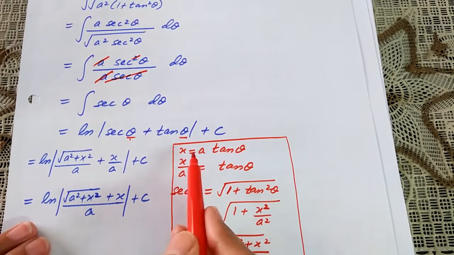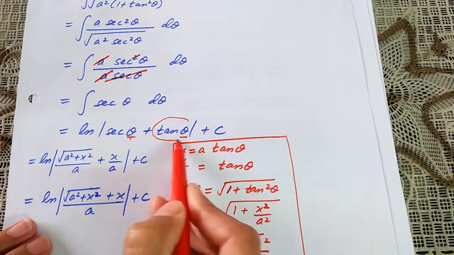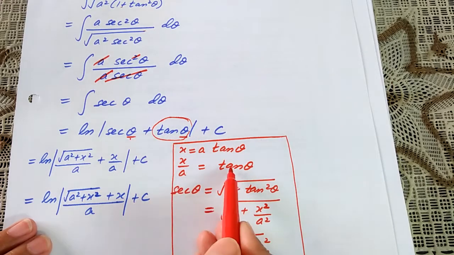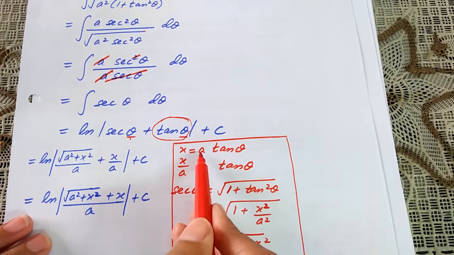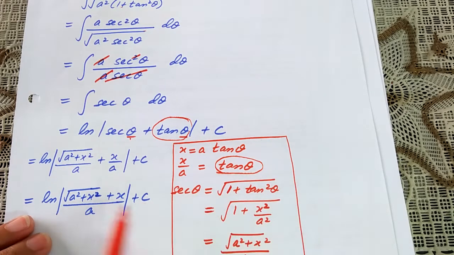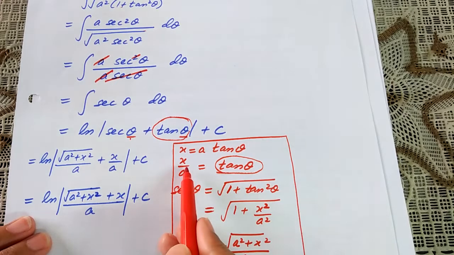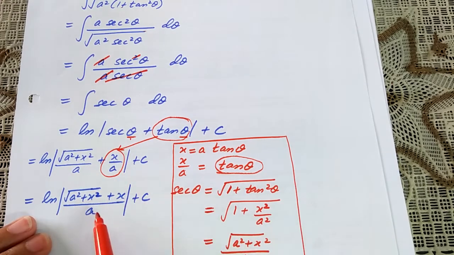Our starting substitution was x equals a tangent theta. We must have the value of tangent theta, so we can separate it from here: move a to the other side, and tangent theta is x divided by a. So replace tangent theta with x over a. I have replaced tangent theta with x over a.